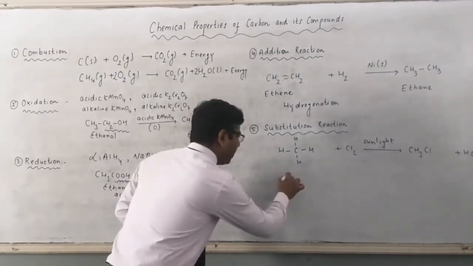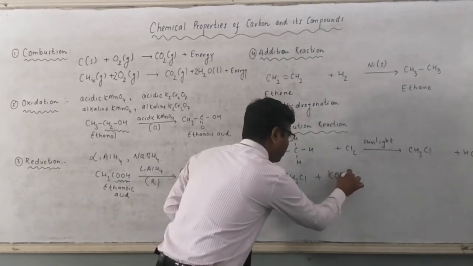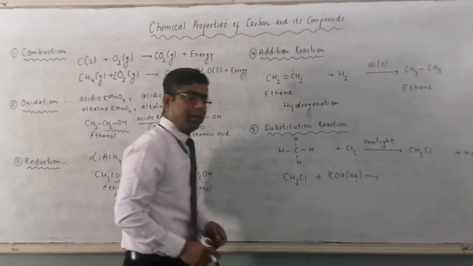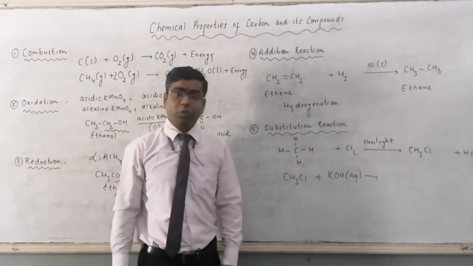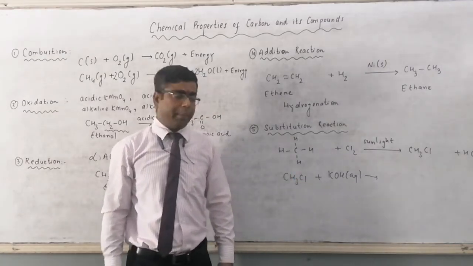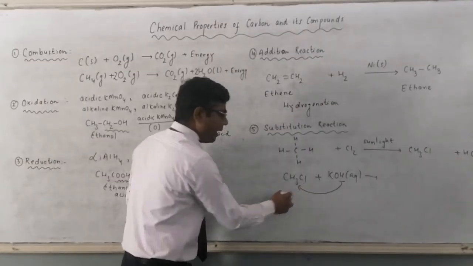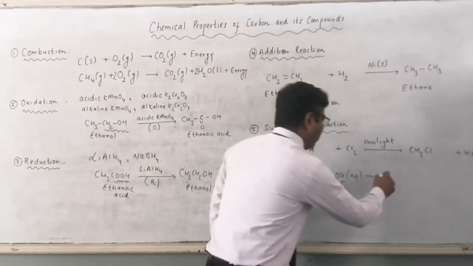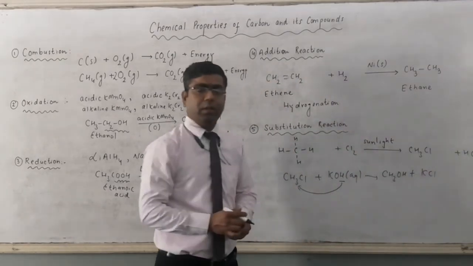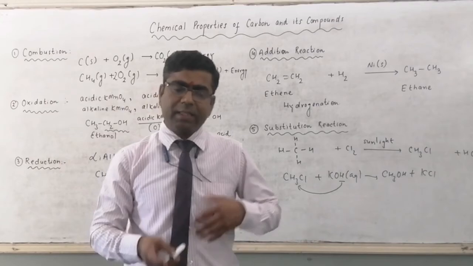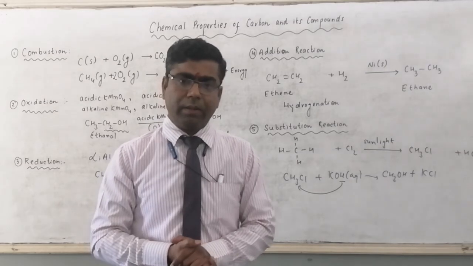In the same manner, if we use CH3Cl with aqueous potassium hydroxide. Potassium hydroxide is a white color solid. When dissolved in water, it will give you solution of potassium hydroxide. Now what will happen? This OH from here will displace Cl from CH3Cl. As a result of which we will obtain CH3OH, and side product formed will be KCl. So here one group is substituting another group, as a result of which we are getting the product.